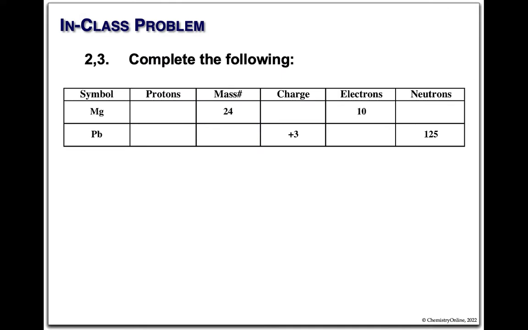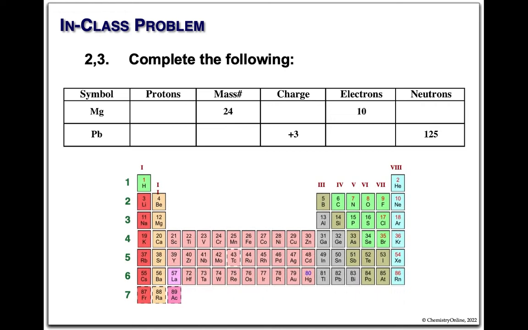Here we have a table. We have symbol of elements, proton, mass number, charge, electrons, and neutrons. Let's start with the first. Question 2 is magnesium. I will give you a periodic table that looks pretty much like this one. First thing we do is we find magnesium, and we find its atomic number is 12. We remember that the atomic number is the number of protons in the nucleus. So this gives us 12 protons.